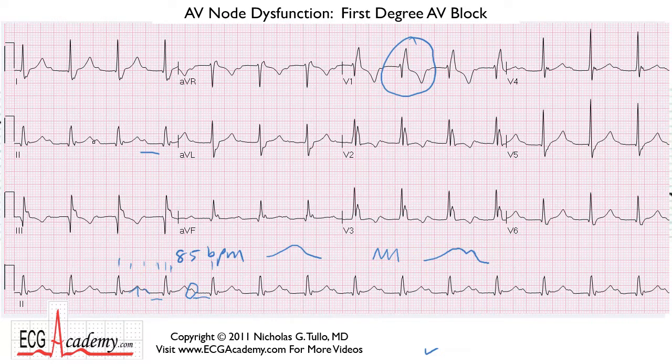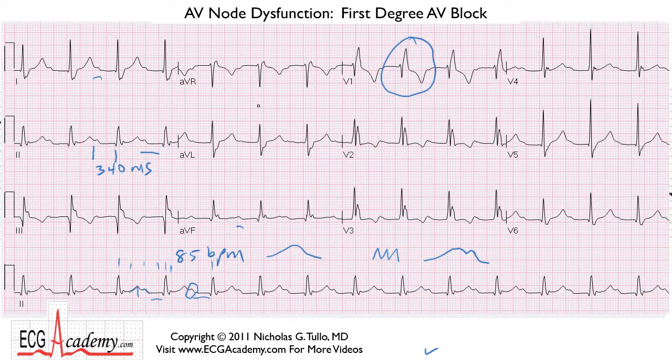But you can sort of extend it down a little bit and call the beginning of the P wave maybe here. And this QRS starts here. So again, we're talking about around 340 milliseconds of a PR interval. So here we have sinus rhythm, upright P's in 1 and AVF, a sinus rhythm with a first degree AV block. It brings up a good point.